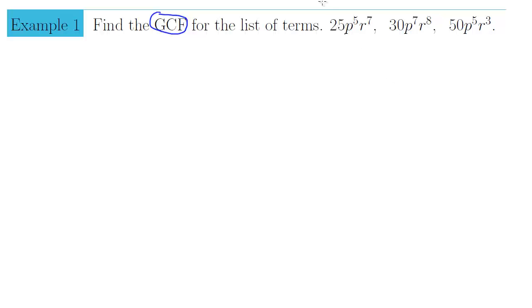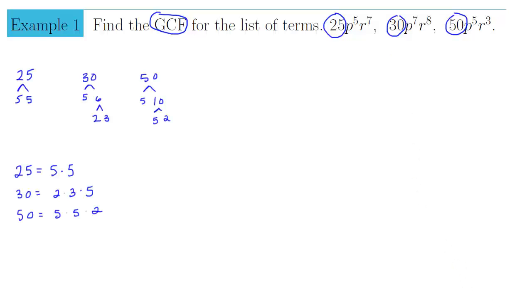What I'm going to suggest is that you treat the coefficients and each variable separately. So first let's find the GCF between 25, 30, and 50. After that we can go on and talk about the p to the 5th, the p to the 7th, and the other p to the 5th, and then the r to the 7th, r to the 8th, and r to the 3rd. For these three numbers we're going to need to factor them down so we can find which factors they have in common. So let's do that quickly.